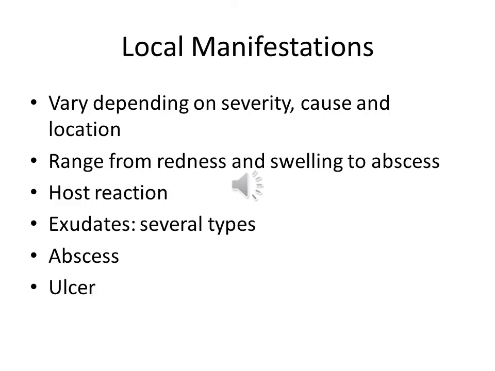The local manifestations vary greatly depending upon the severity of inflammation, the cause of the inflammation, and its location. These manifestations can vary from some redness and a slight amount of swelling to so much swelling that it impairs the functioning of the tissue, or to the formation of abscesses and/or ulcers. Many times, the normal inflammatory reactions made by our immune system may be more damaging than the original microbe.